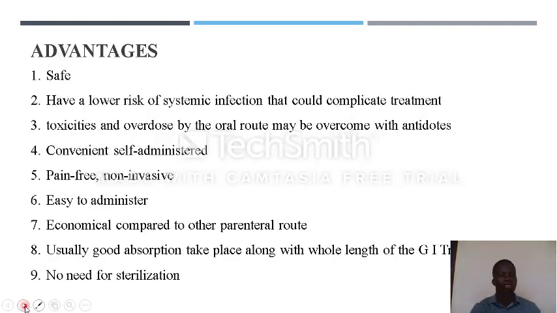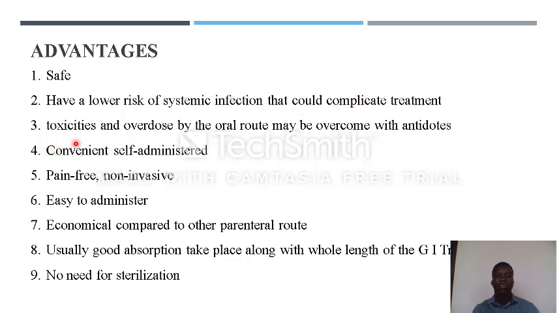Let's look at some of the advantages of the oral route of drug administration. It is very safe, with a lower risk of systemic infection that could complicate treatment. When a drug is given through the mouth, as it gets to the stomach, because of the acidic nature of the stomach, in case the drug in some way is contaminated, this acidic nature can kill these microorganisms, then the patient may not suffer from that kind of contamination. So it has a lower risk of systemic infection than the parenteral.